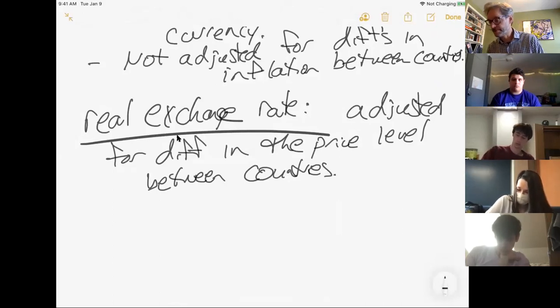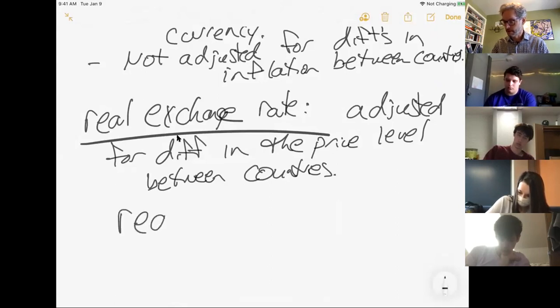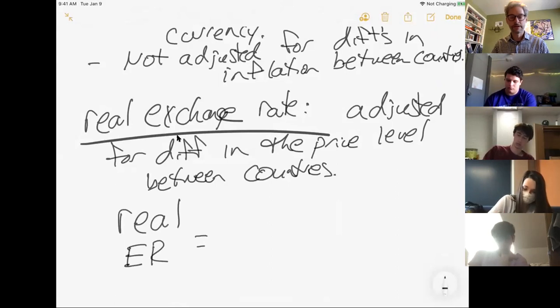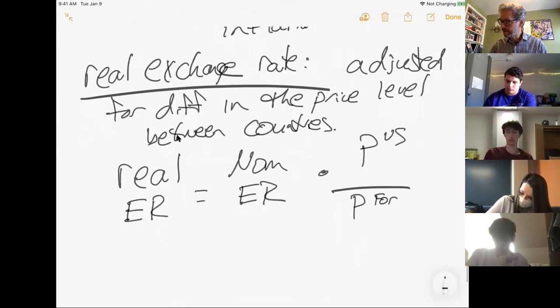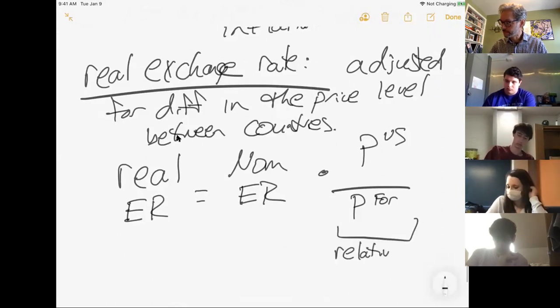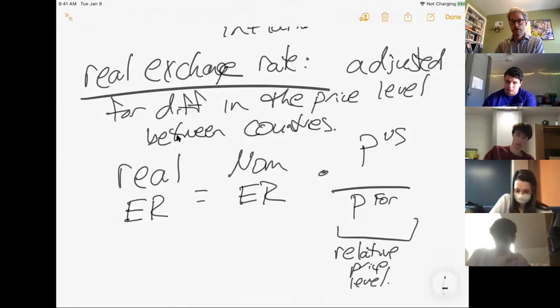Okay? It's adjusted for differences in the price level between countries. How do you calculate the real exchange rate? It's actually relatively simple. You just take the nominal exchange rate and you adjust for the relative price level. You adjust the nominal exchange rate to account for differences in the relative price level.